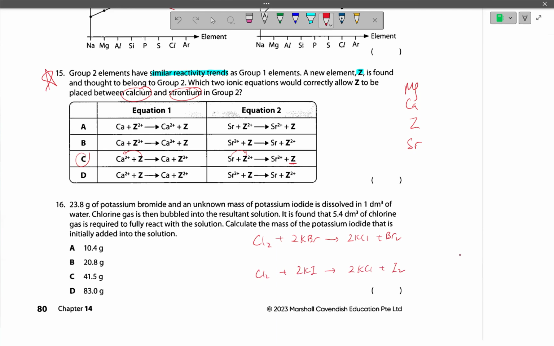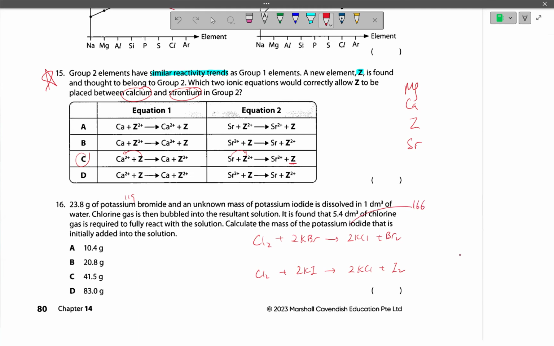So I know bromide is this. I need the periodic table. I need a calculator. Let's find the Mr of potassium bromide. Potassium bromide is KBr. Br is 80. 39 plus 80 is 119. So this is 119 Mr. KI will be 127 plus 39. KI is 166.